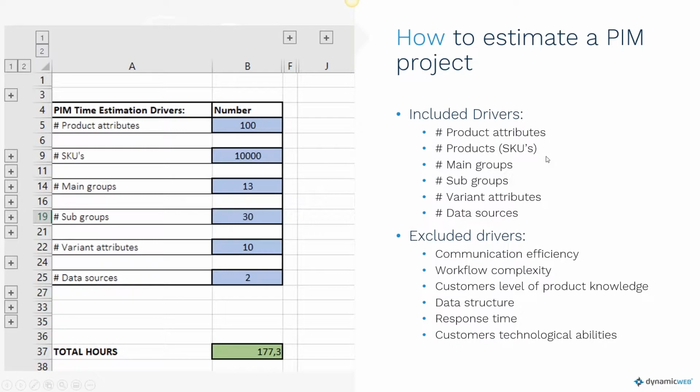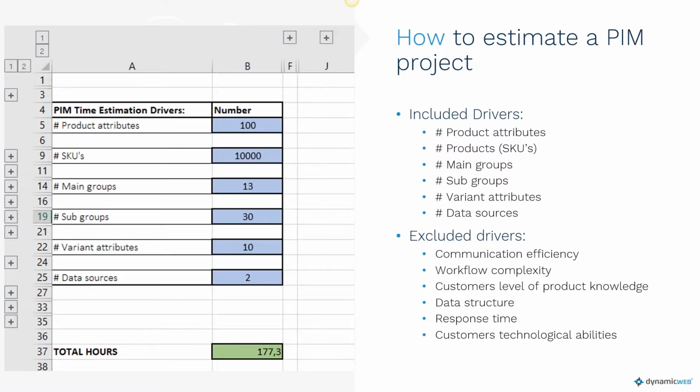Next one we have is product SKU. So how many products should be maintained in PIM? It's as simple as that, so no need for further elaboration on this. And then we have product main groups and subgroups, and how many of these the customer has. Generally speaking, a product main group is a higher level product group that would contain more specific groups that we refer to as subgroups, which would then contain the products that we have.